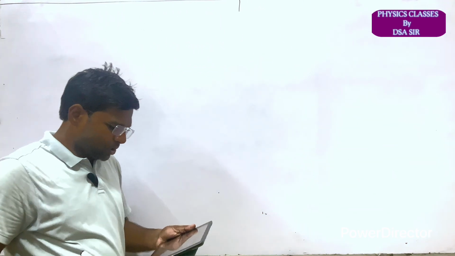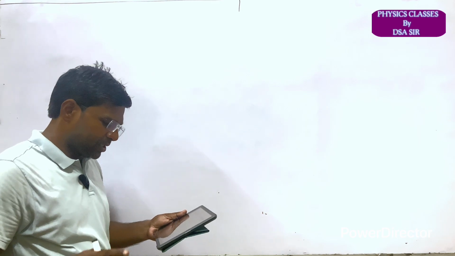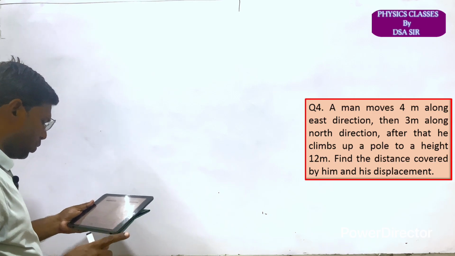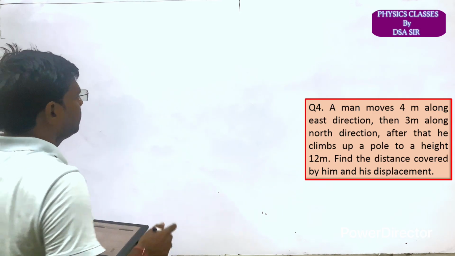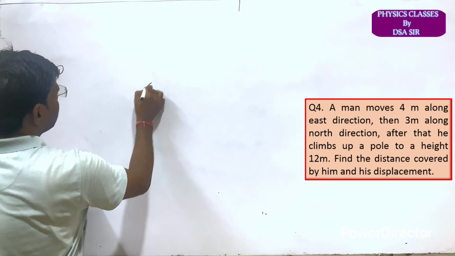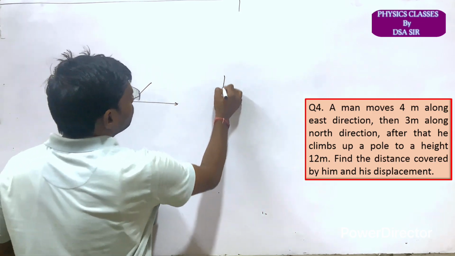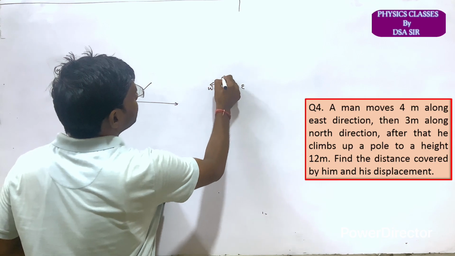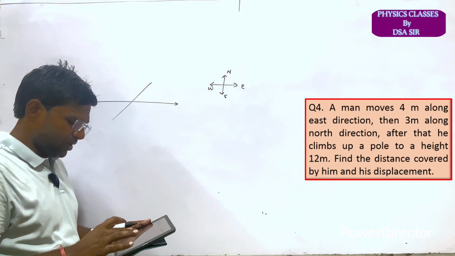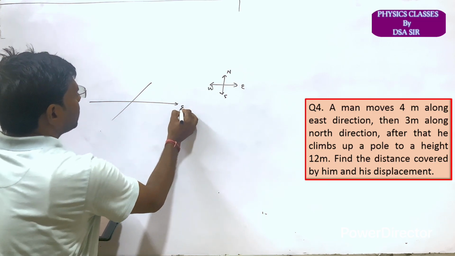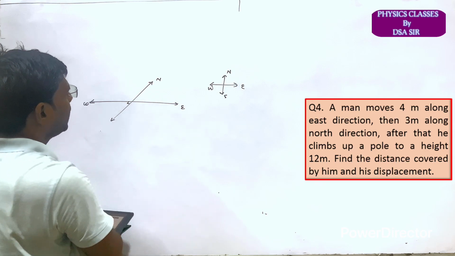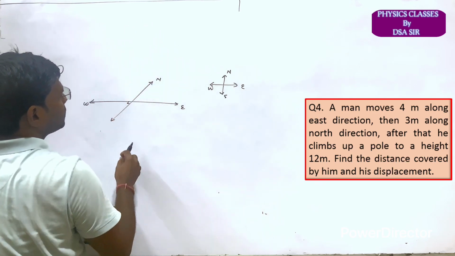Okay, in this question, a man moved 4 meter along east, then 3 meter along north. After it climbs a pole of height 12 meter, we have to find the distance and the displacement. Suppose this is the east, right? Although we make the direction east, west, north, south, this is the question where we have to make a three-dimensional figure. So I'm making this the east, this the west, this the north, and this the south, right? And this is the upward direction, this is the downward direction.